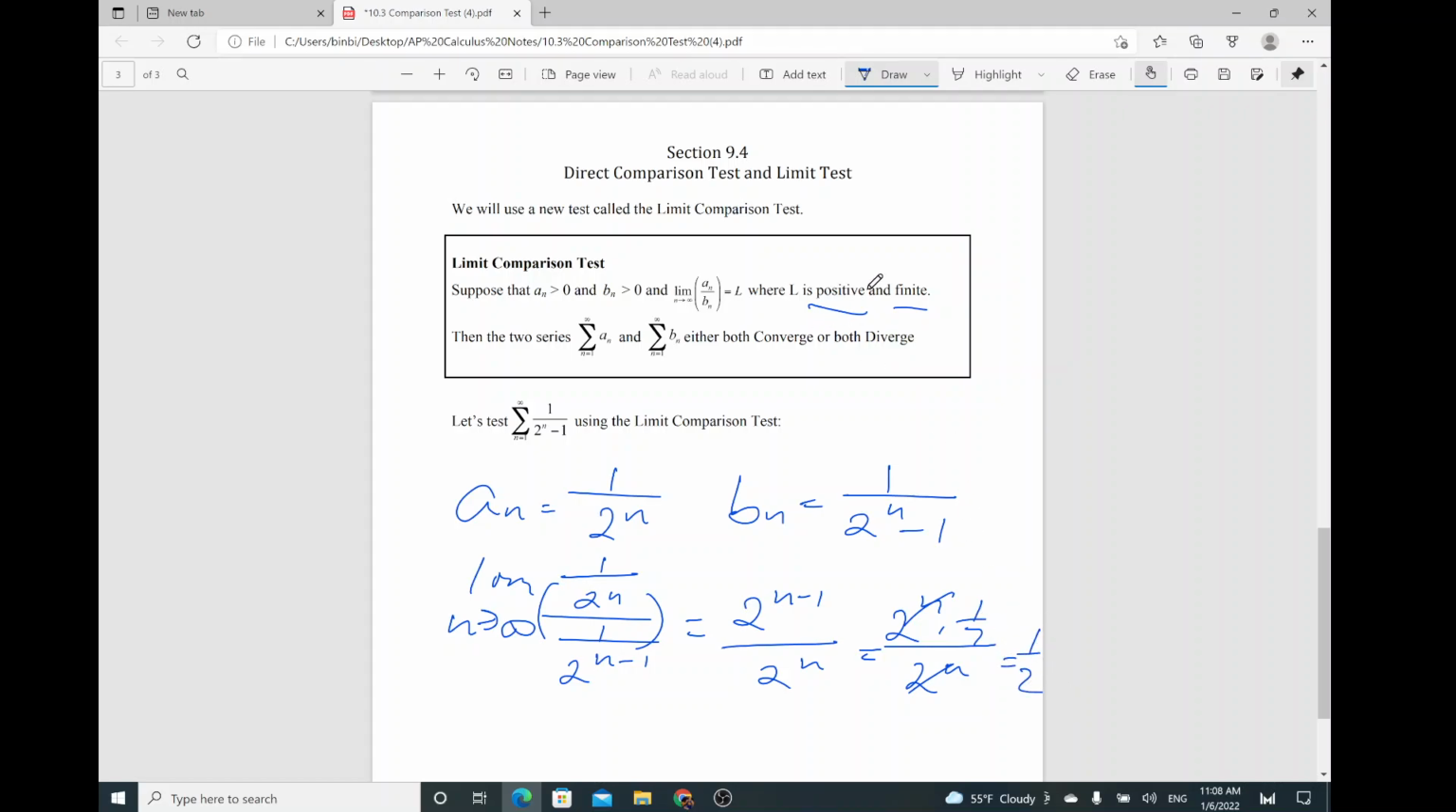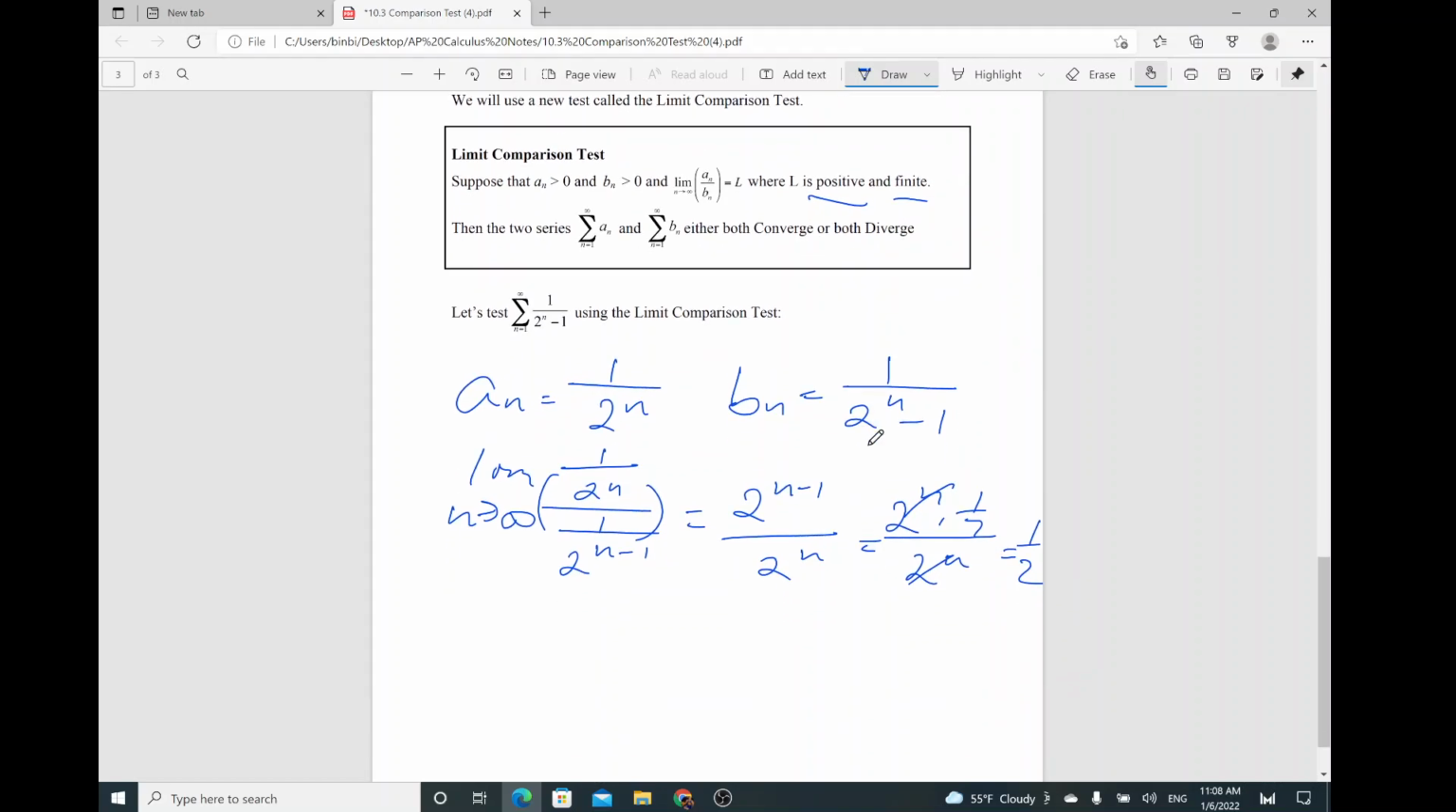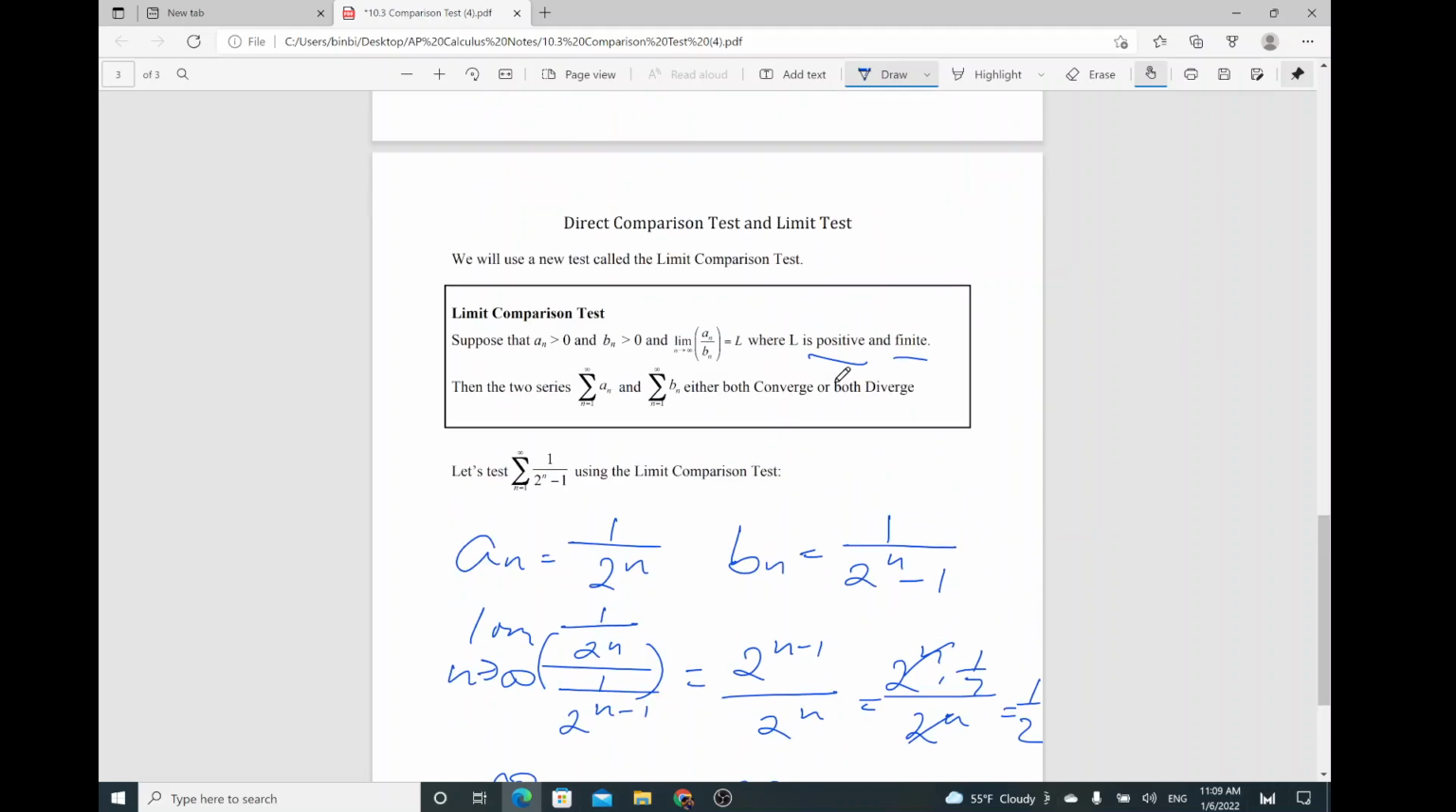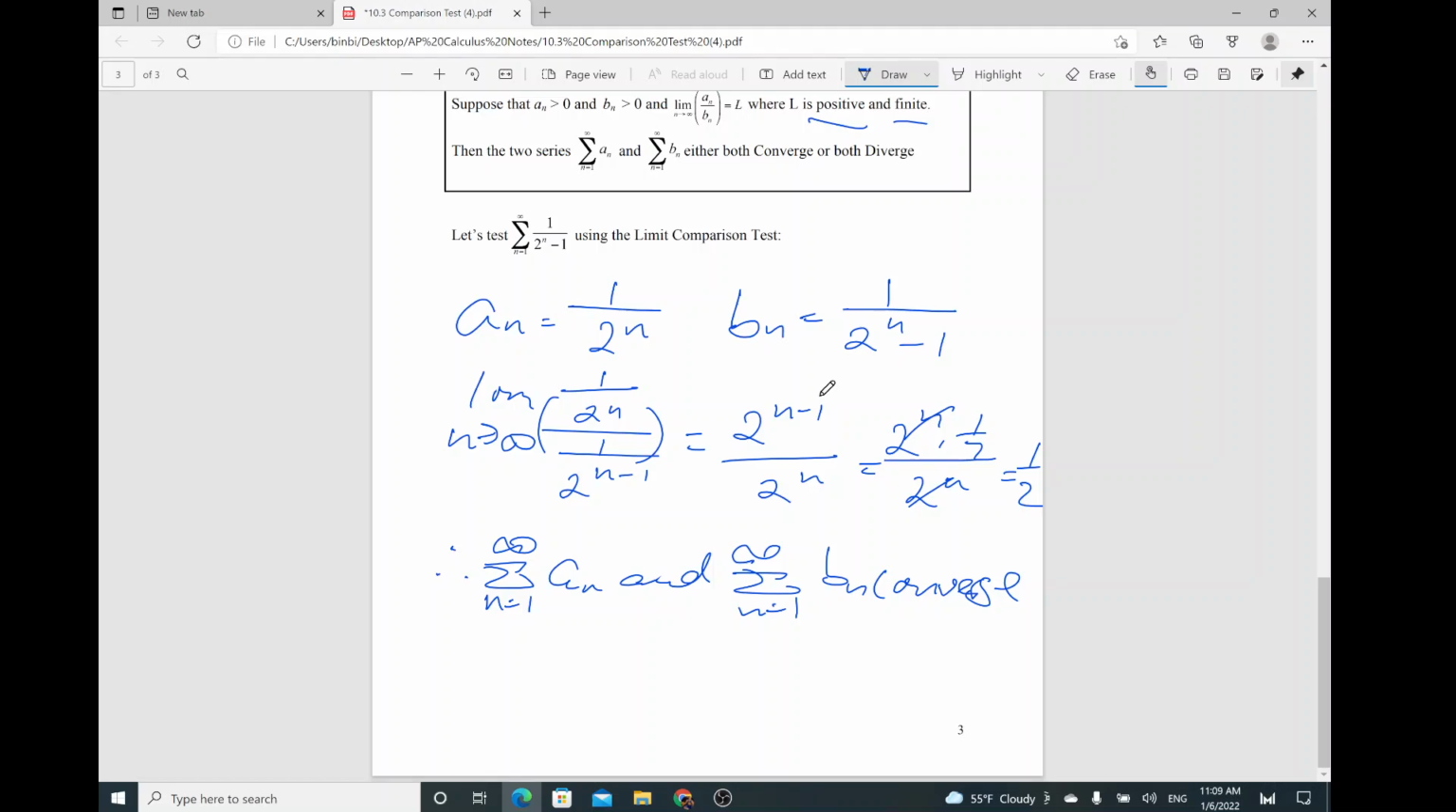So 1 half, is that positive? It is. Is that a finite number? It is. So therefore both series, a sub n and b sub n, converge. Converge, because it's plural. So be careful with the limit comparison test: when do you have to use it, and when do you have to use the direct comparison test?